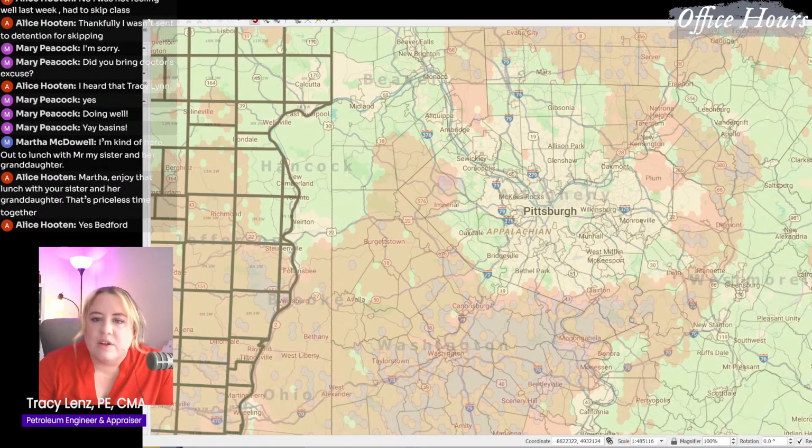There we go. Road map. Makes it harder to see the red bit. So most of the oil companies are actually here, and here's Pittsburgh itself.